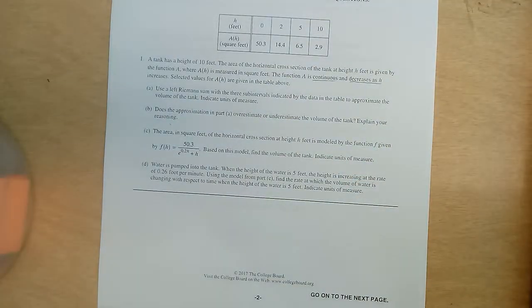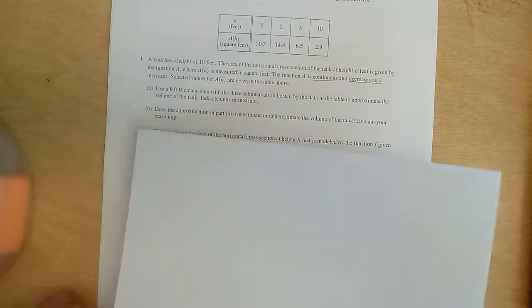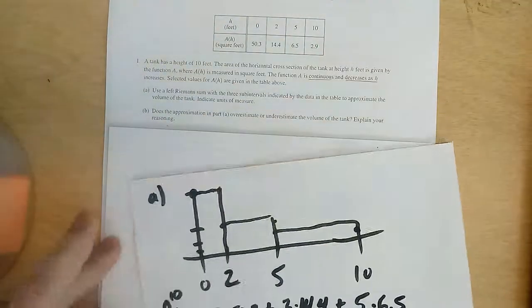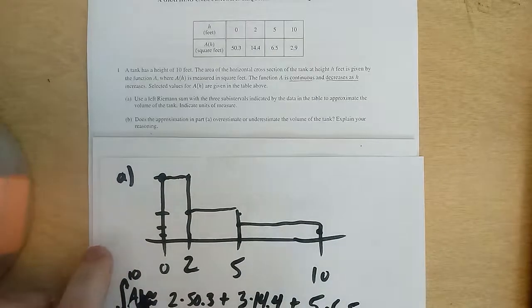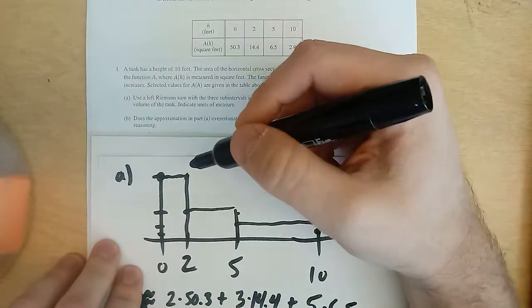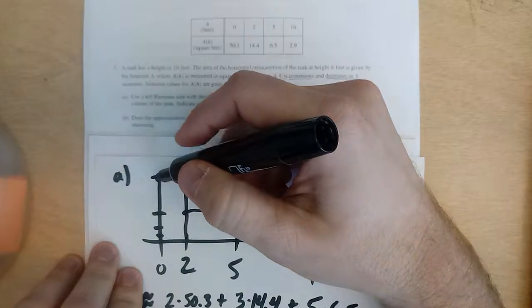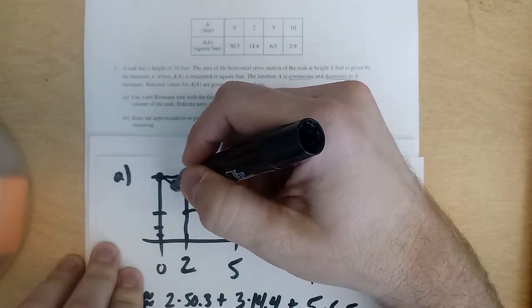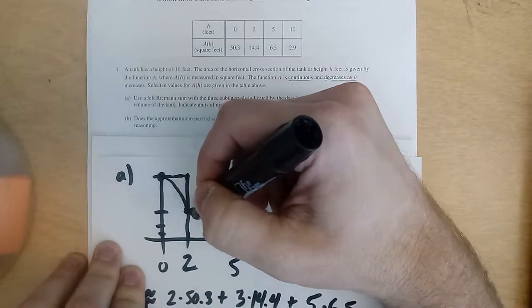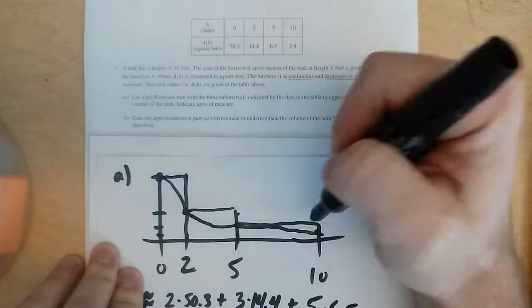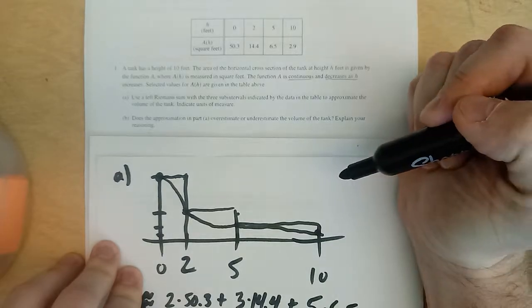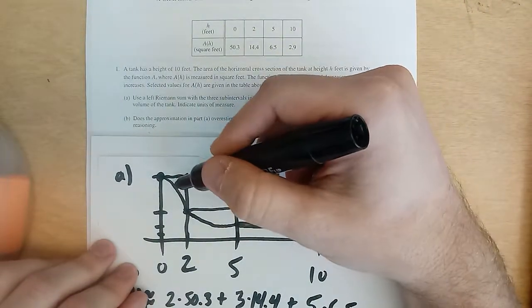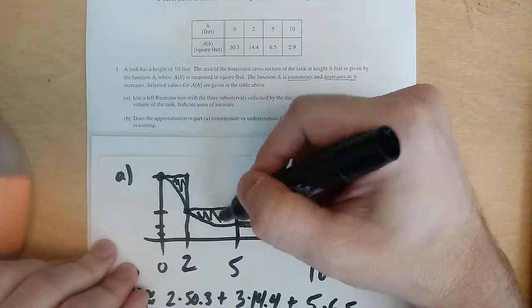Part B says, does the approximation in part A overestimate or underestimate the volume of the tank? Explain your reasoning. Okay, well, I don't know exactly what this looks like, but I do know that it's always going down. So if we think about that, since it's decreasing, these areas are going to be overestimates.